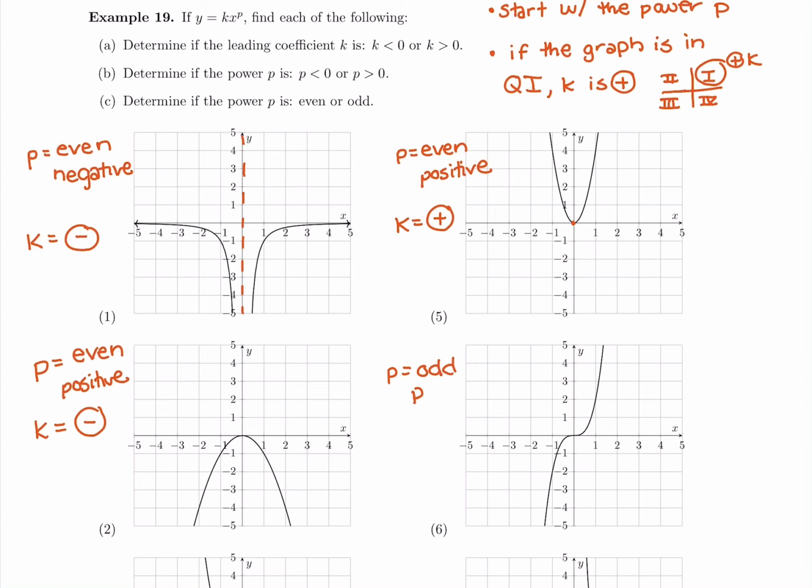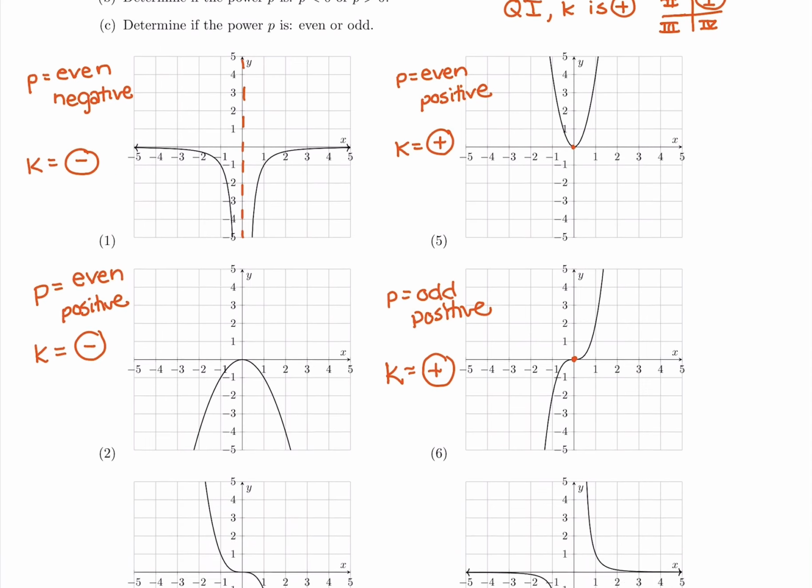It's a positive power because there's no vertical asymptote here, like with this one, where it makes you divide by 0. You can plug in 0 here. The y value is 0. You can't plug in 0 to a negative power though, because it makes you divide by 0. So it's an odd, positive power, and we're going to think about the coefficient. If we have the graph in the first quadrant at all, the coefficient must be positive. If it's not in the first quadrant at all, that's how you know the coefficient is negative. All right.